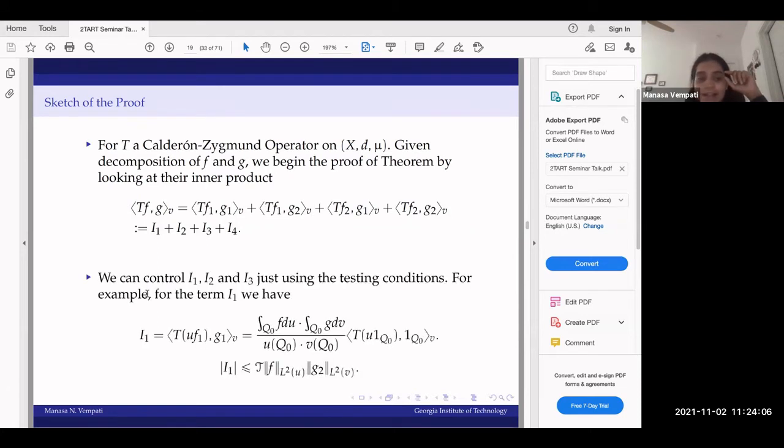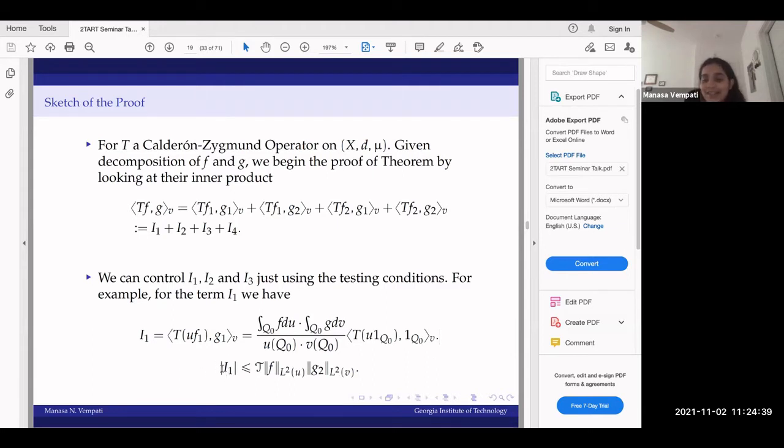And now I'm going to show you that the control for I_1, I_2, I_3 is really simple. If you look at just the term I_1, which is the inner product of T f_1 and g_1, and you write down what f_1 and g_1 are, which are the average values of f and g on the cube Q_0, you end up getting some constant times this inner product. And this inner product of T 1_{Q_0} and 1_{Q_0} is easily controlled by just using the testing conditions.